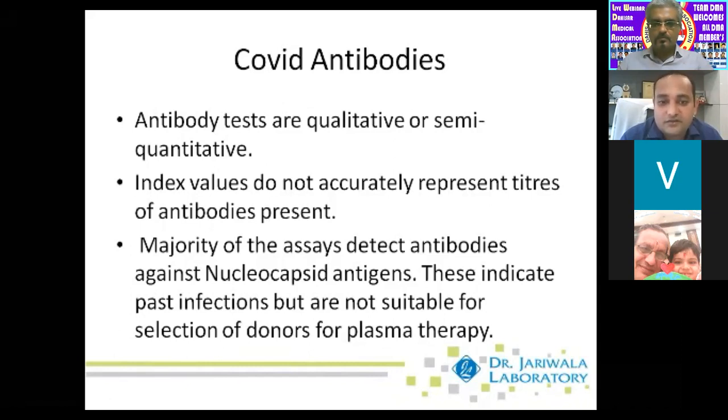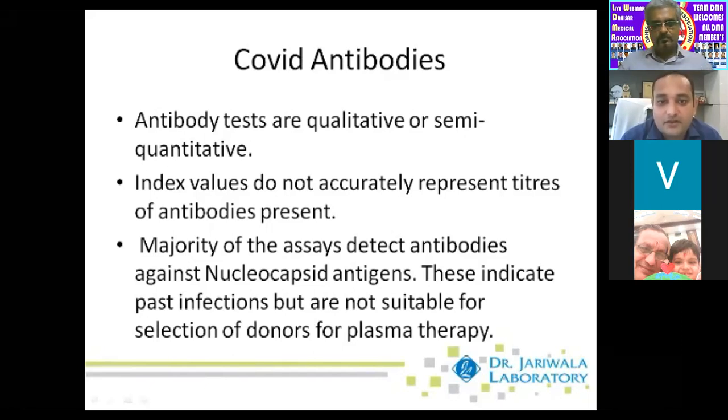Another point of importance is that the majority of the antibody tests which are available right now detect antibodies against the nucleocapsid antigens. A positivity with these antibody tests says that this patient has had a past infection and there is some amount of immunity. However, these antibody tests are not useful for identifying patients as donors for plasma therapy. I'll tell you the reason in my next slide.